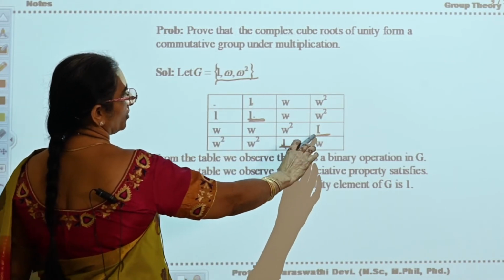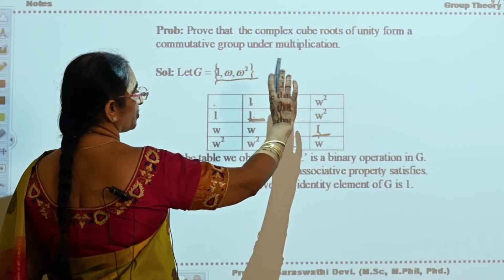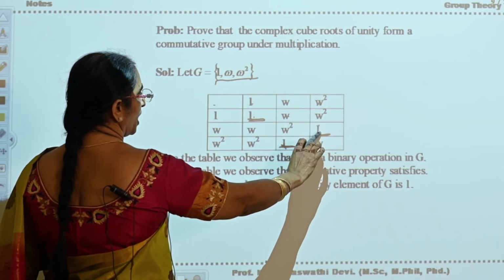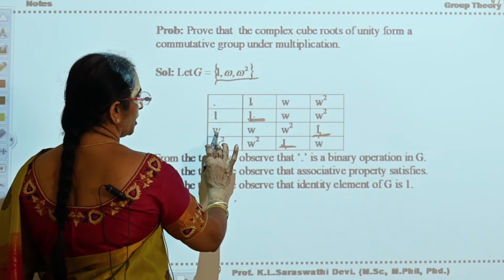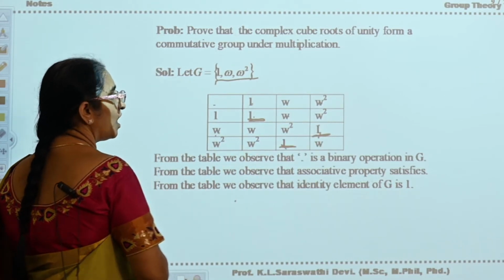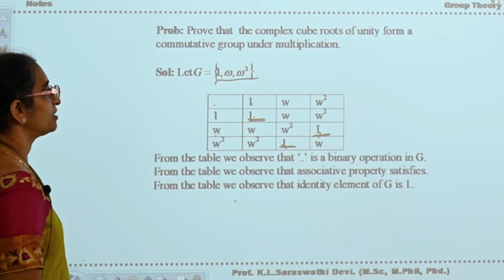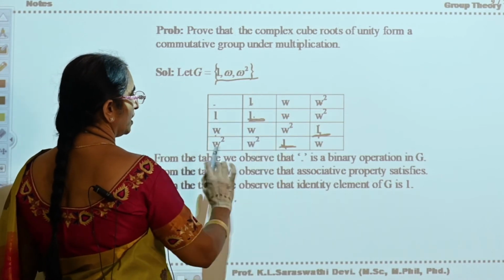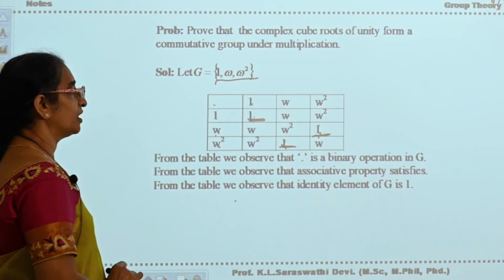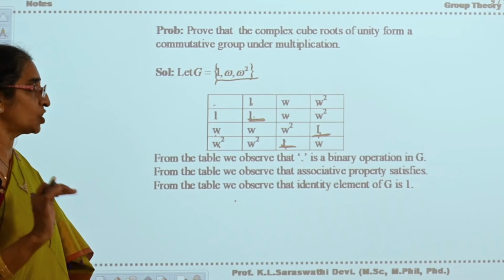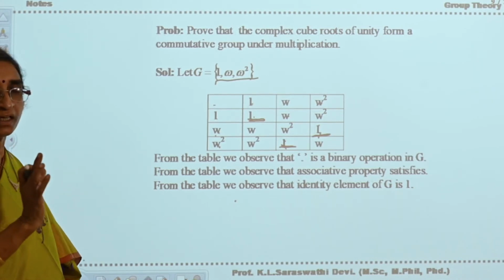Similarly here, from this 1, move to the top, that is omega square, and move to the left, this is omega. Omega and omega square are inverses to each other. Similarly, move to the top, omega, move to the left, omega square. They are the inverses to each other. Okay. Now is it clear how to read?